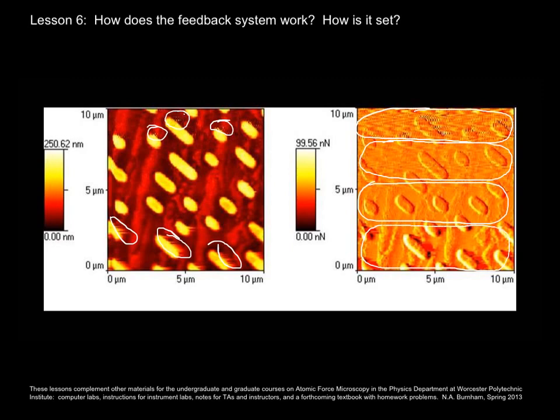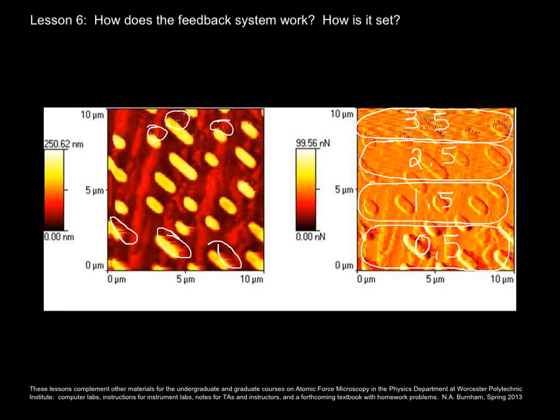Now, in an error signal image, you want as little contrast as possible. That means you're making the feedback circuit work as well as it can. So the values for gain that I used were 3.5 here, 2.5 here, 1.5 here, and 0.5 here. So based on this, I would choose a gain setting of 1.5.